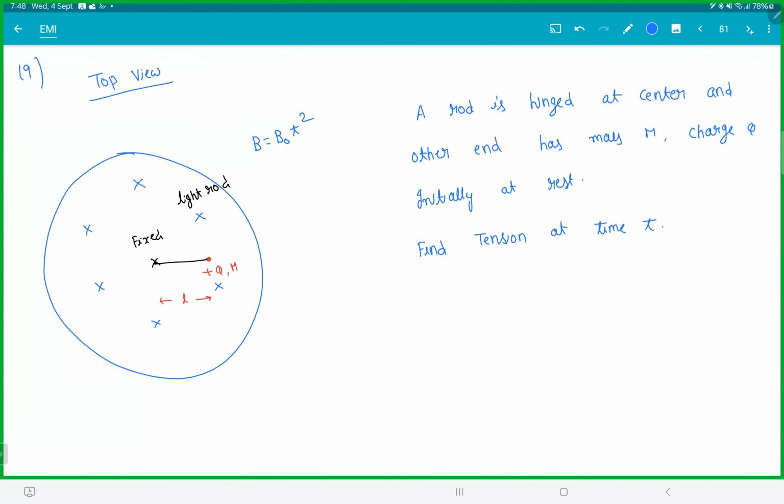How do you find which way it is going? Force is equal to charge into field. Whichever is the field direction, charge will go in that direction. It's a positive charge. First of all, who is moving the positive charge? Can magnetic field move a stationary charge? No. So this magnetic field is creating electric field, and that electric field is accelerating this. How do you find the direction of the field?